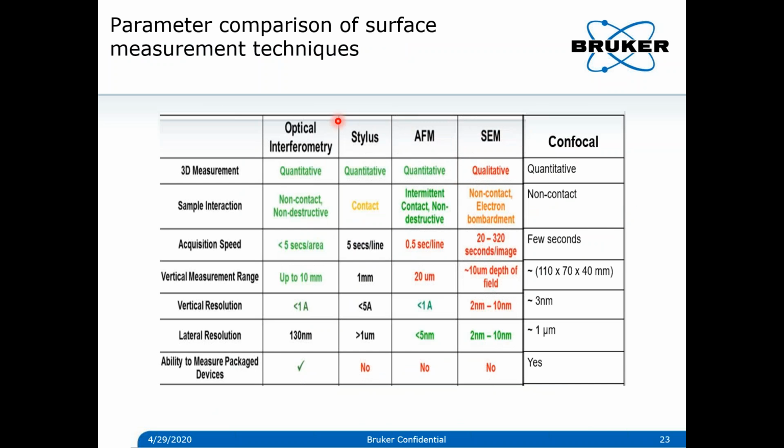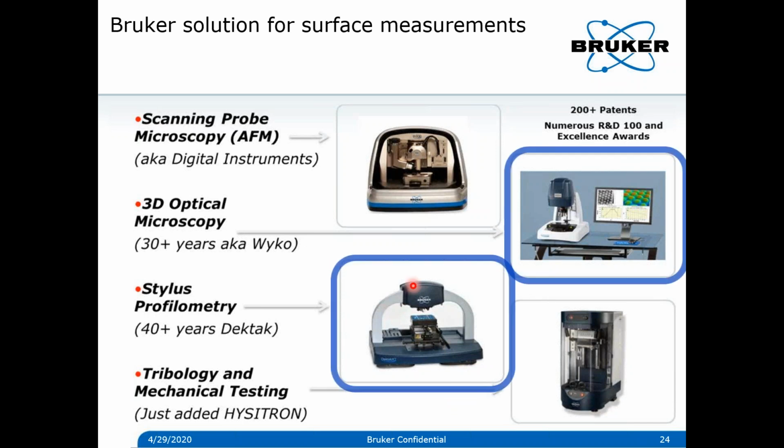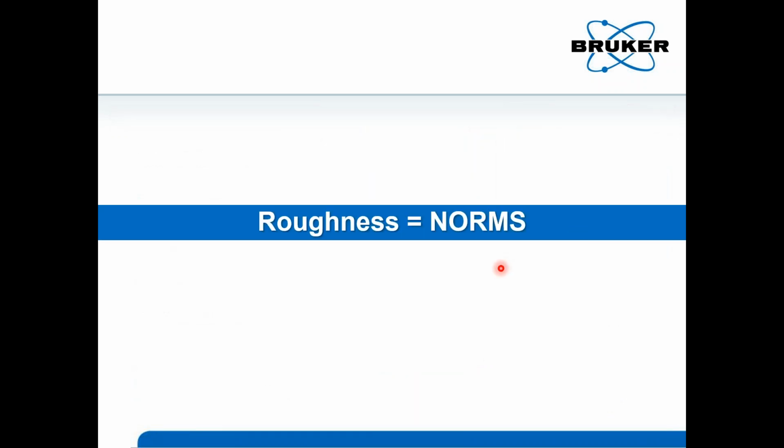And this will give a tabular construction of comparison between all these techniques. Now, Bruker solutions to surface measurements, we have AFM, then we have a 3D optical microscope and Stylus profilometer, and then for the tribological testing, we have tribometers. And additionally, we have Alicona, which uses focus variation, which is not included in the slide. Today, we will be focusing only on the Stylus profilometry and 3D optical microscope.